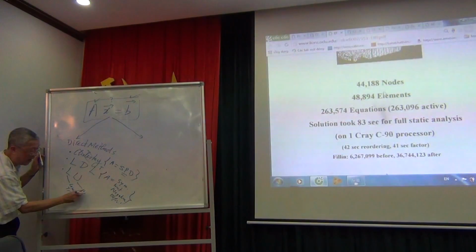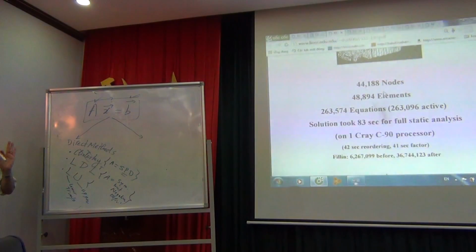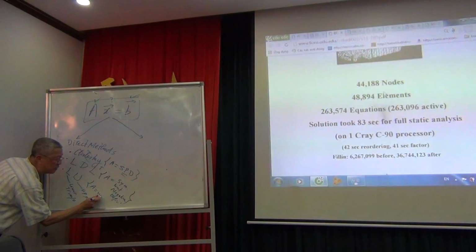U means upper triangle, remember? Now, this method will be used for what situation? When the matrix A is unsymmetric. When A is unsymmetric.